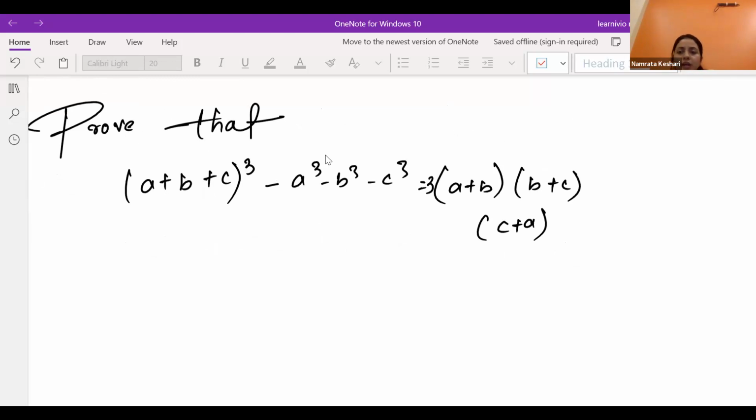Have we discussed this formula, a plus b plus c whole cube? Yes, we have discussed it in previous classes. What is the formula, Sazia? Tejas, what is the formula? One formula was there, which was something related to a plus b plus c whole cube minus 3abc, yes, right?